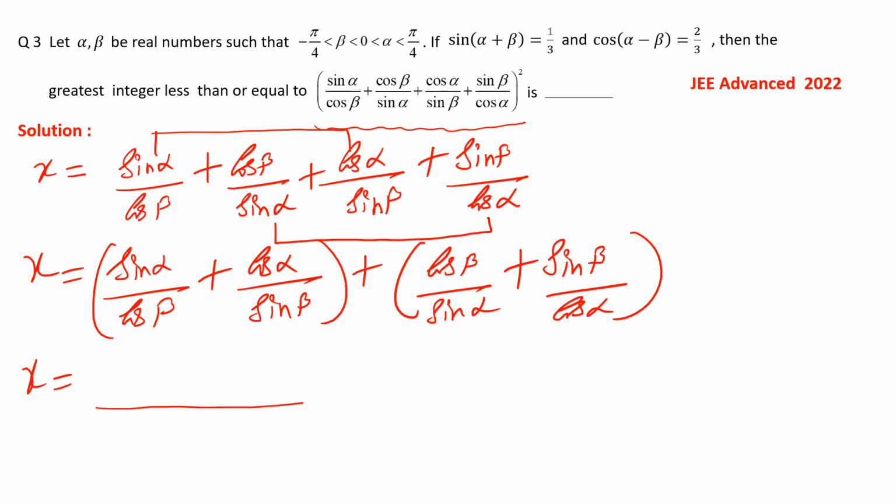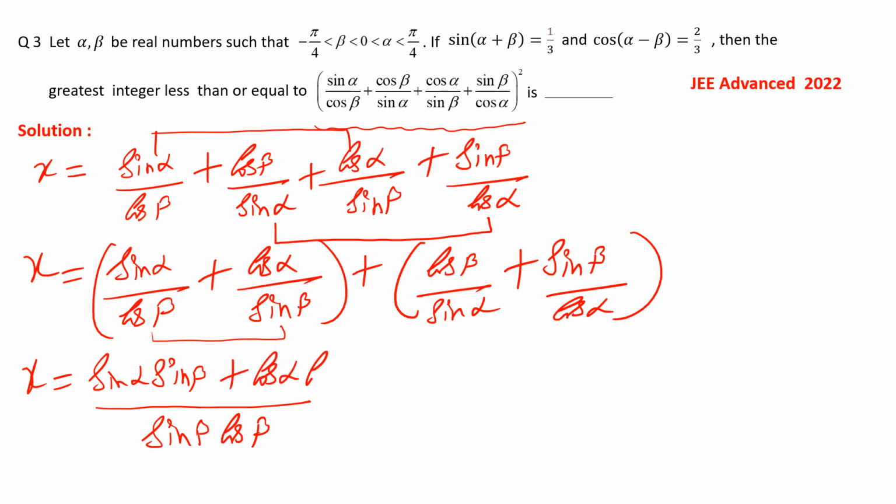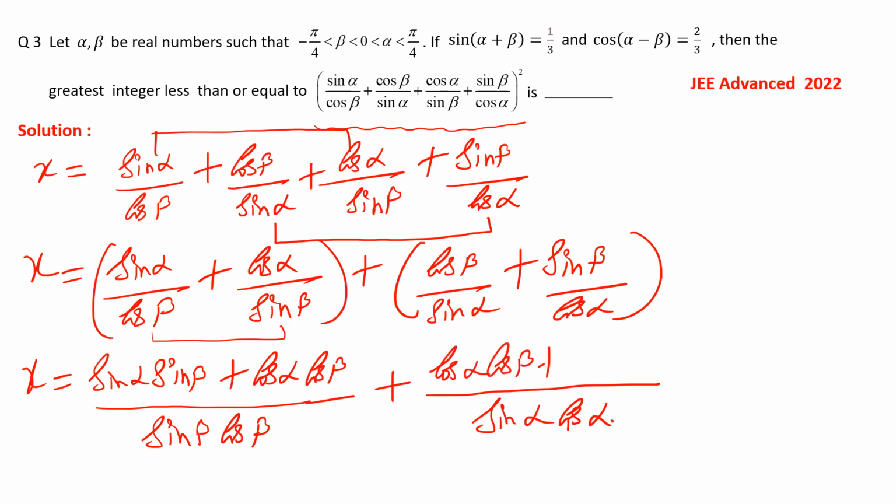Now when I take the denominator's LCM, I get sine beta into cos beta. And in the numerator, I will be getting sine alpha sine beta plus cos alpha cos beta, which is nothing but a direct trigonometric identity, and it is just cos of alpha minus beta. And similarly, for these two terms, I will be getting sine alpha cos alpha in the denominator, and in the numerator, I will be getting cos alpha cos beta plus sine alpha sine beta. Right?